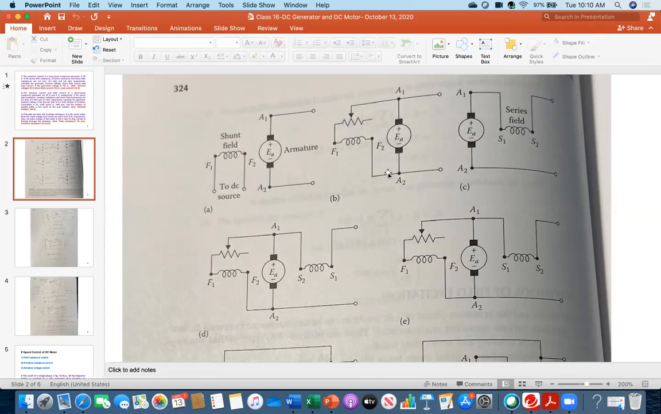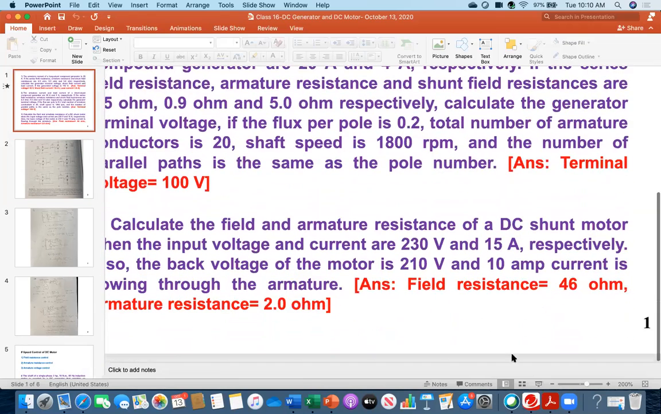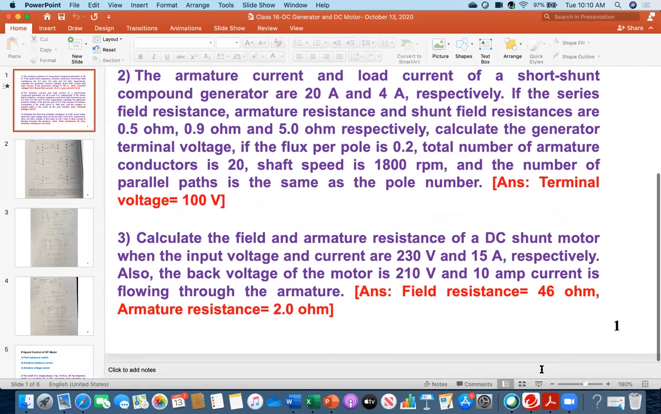Okay, so with that picture, now go back to the problem. Everybody read that one. For that DC shunt motor, you find out the field resistance and armature resistance. What is given? Input voltage is given. That input voltage is your VT actually, and then current. Also the back voltage is given, the EA value is given, and 10 ampere current is flowing through the armature. Then find out the field resistance and the armature resistance.